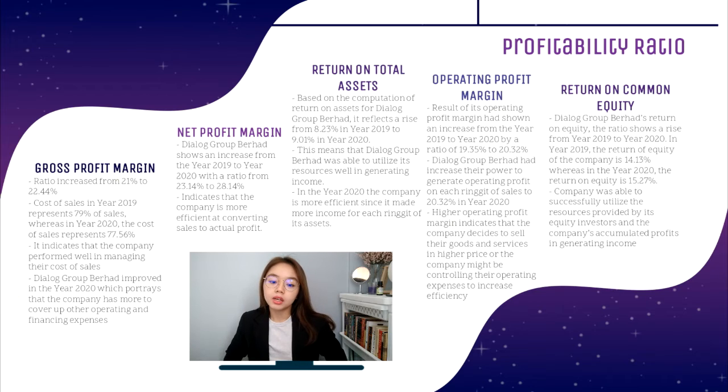Apart from that, the net profit margin of Dialog Group Berhad shows an increase from the year 2019 to year 2020, with a ratio from 23.14% to 28.14%. Moreover, a rise in the net profit margin indicates that the company is more efficient in converting their sales to profit. Thus, the higher the ratio, the more effective the company is at cost control.